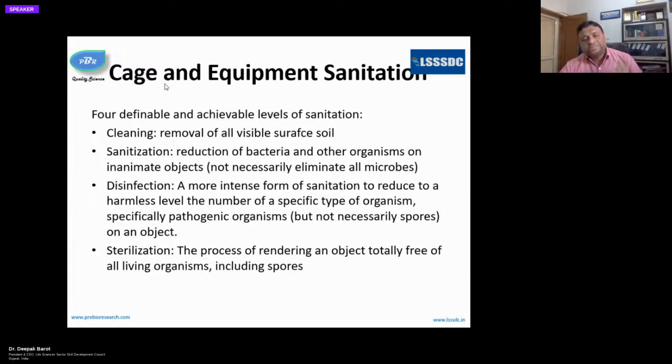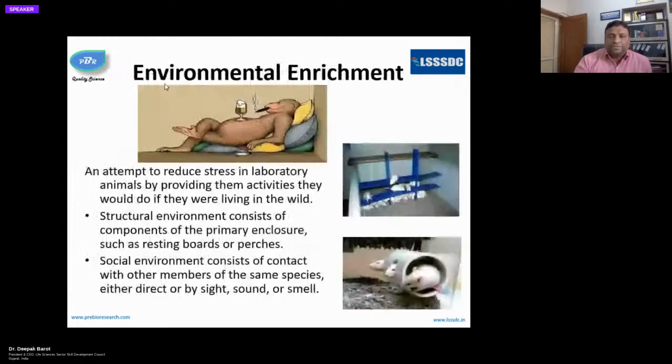As I mentioned, start from the cleanest room and go to the dirtiest room last, so that inter-room contamination can be avoided. As far as possible, each room should have separate mopping material, mopping rod and a bucket, and separate cleaning procedures, so that you don't spread contamination from one room to the other. So those are a few basic things you can keep in mind while doing sanitization in an animal facility.